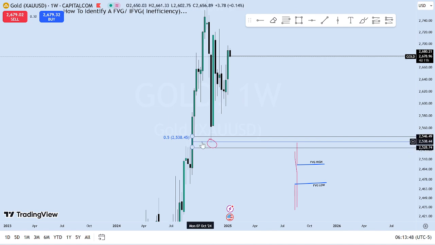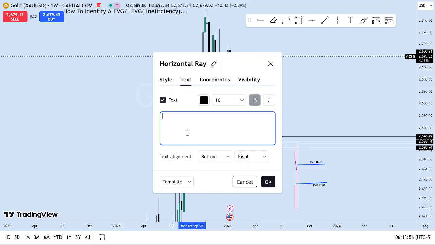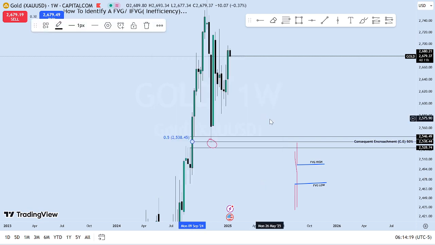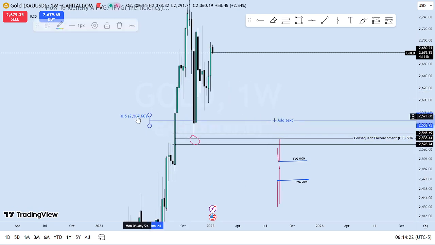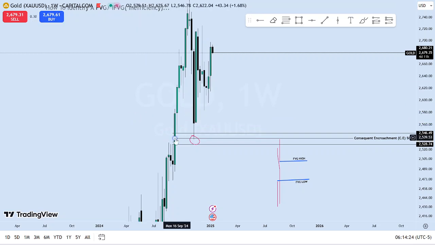You are looking for the consequent encroachment. That's the consequent encroachment, which is the 50%. You can call it 50%. That's half. The short form, you can put it like this: CE, consequent encroachment. That's most in 50%, so that we know. Half. Now you can remove your Fibonacci. Now you have gotten your 50%. That's the half of this inefficiency.